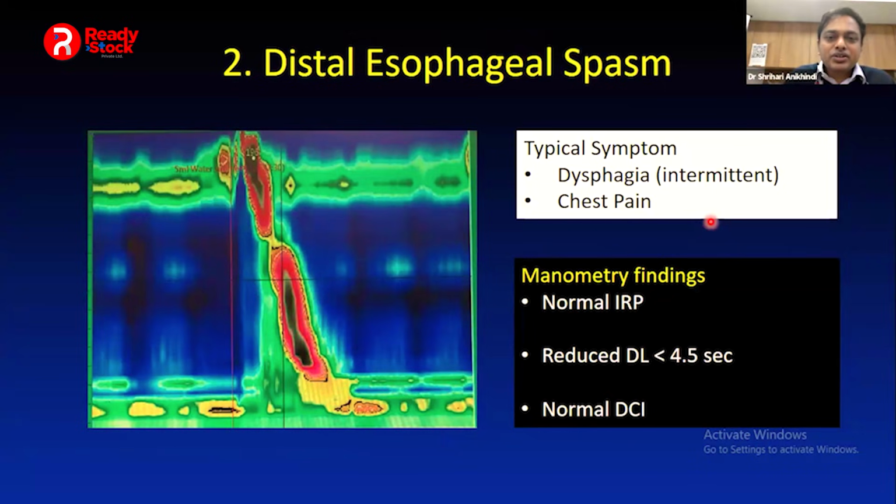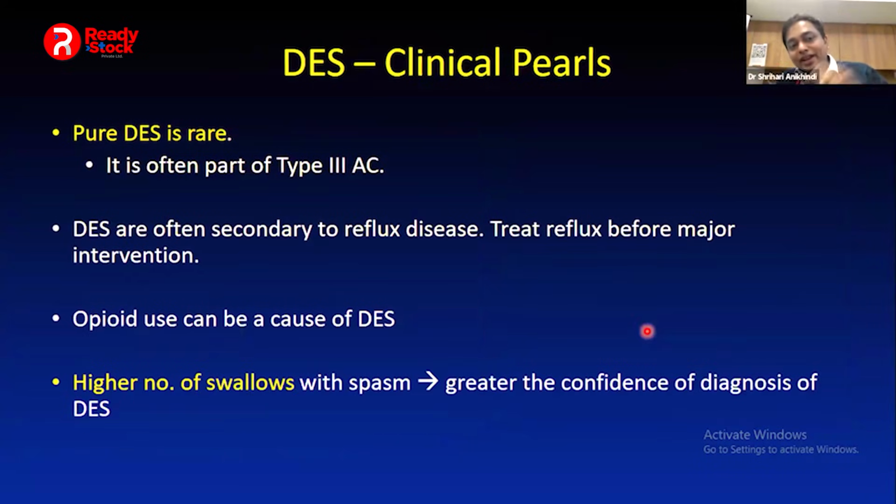Then comes your distal esophageal spasm. So a patient with DES, distal esophageal spasm, will typically present with intermittent dysphagia. It tends to be intermittent, comes and goes, and a typical esophageal kind of chest pain. On manometry, you will see that the distal latency is less than 4.5. Rest everything is normal. Okay. But whenever you diagnose a case of DES, remember that pure distal esophageal spasm is extremely rare. Extremely rare. So it's usually a part of type 3 achalasia cardia.